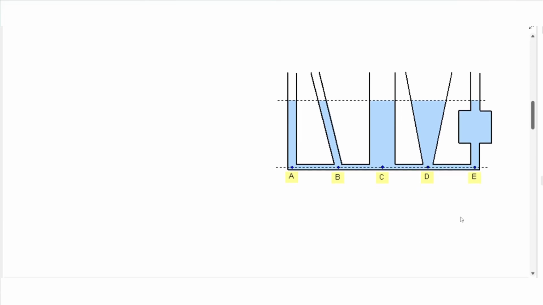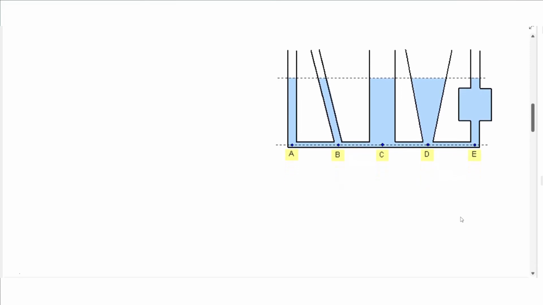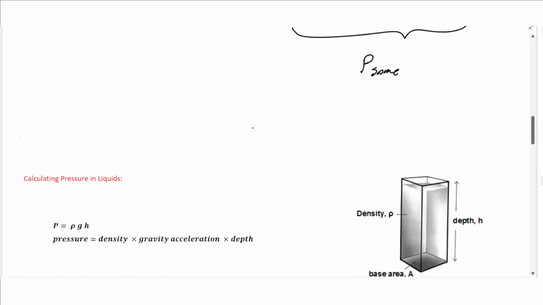We use the concept of pressure dependent on the depth to understand something, that it does not depend on the shape of the object or the area of the object. The area here is different, but the pressure is all the same. All these have the same pressure. It only depends on the type of liquid and the depth of the liquid. Since the depth is the same and we have the same liquid, you have the same pressure.